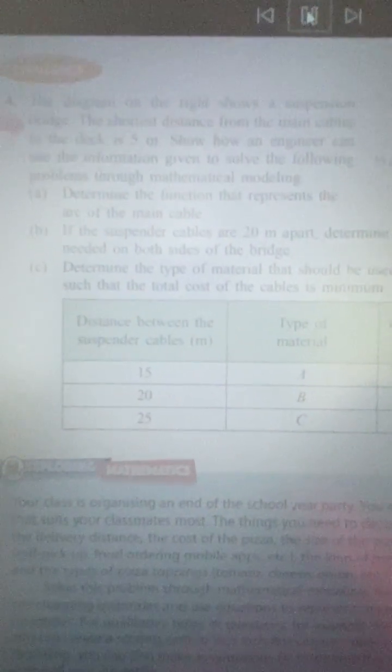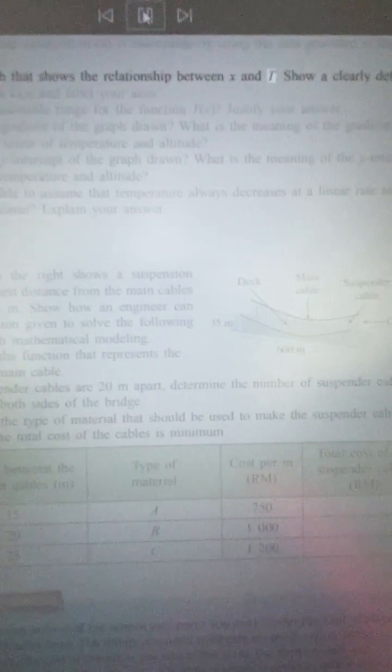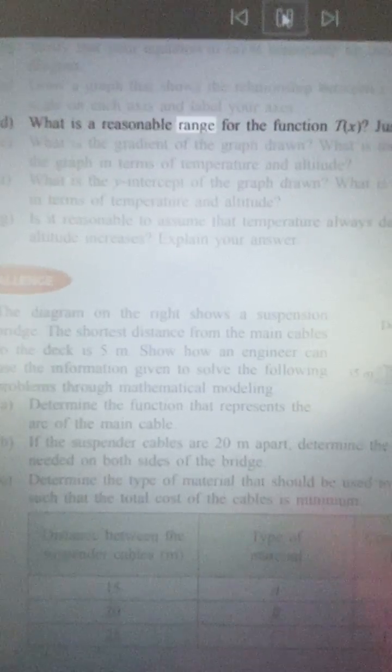B. Verify that your equation in A is reasonable by using the data provided in the diagram. C. Draw a graph that shows the relationship between x and T. Show a clearly defined scale on each axis and label your axes. D. What is a reasonable range for the function T(x)?